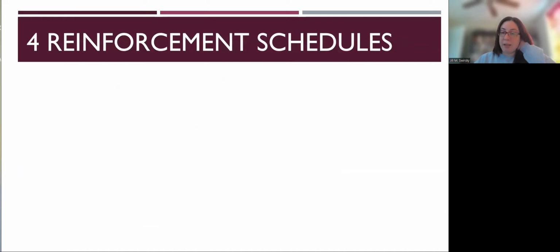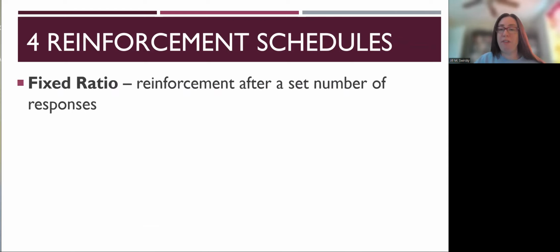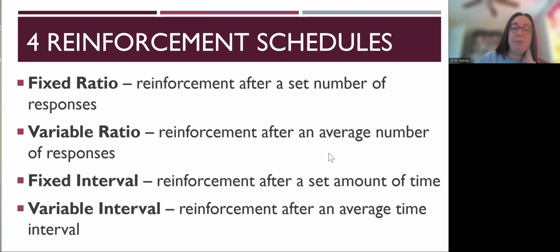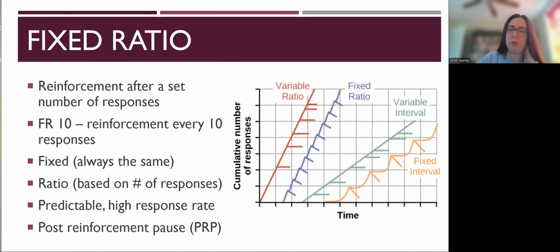Now, just like positive and negative reinforcement and punishment, we can combine these two. Combine them into fixed ratio, variable ratio, fixed interval, and variable interval. I give you the definitions here, but we're going to go through them on the next couple slides. You can just use this as an overview, but let's dig into each one individually.